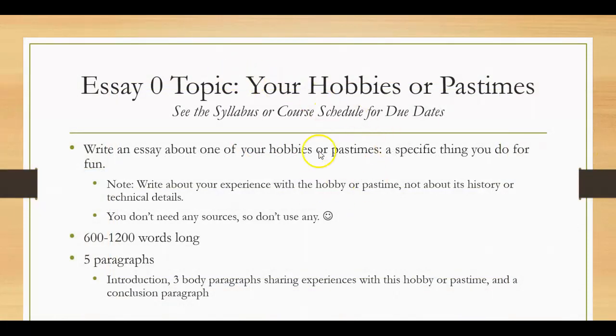It says friendly advice, see the syllabus or course schedule for the due dates. But you can see it was also written below the link. Write an essay on one, this is key right here, one of your hobbies or pastimes.